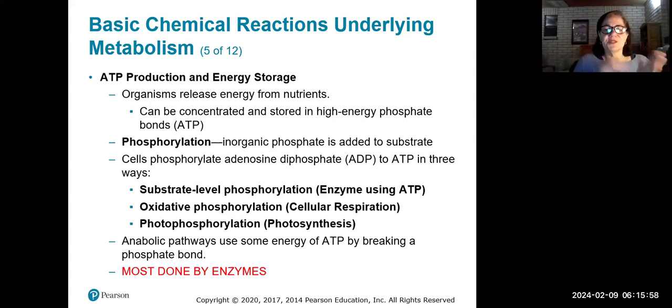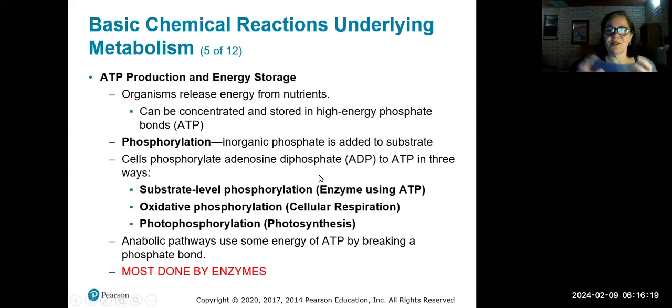In the first few reactions, when we think about metabolism, you go through glycolysis and then through the Krebs cycle. When we form a few ATP molecules during those series of reactions, that's referred to as substrate level phosphorylation.